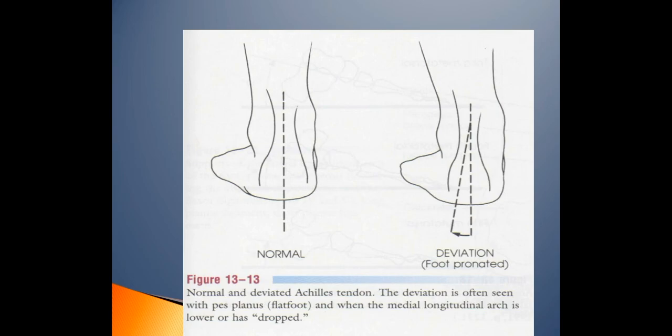So in this picture, normal and deviated Achilles tendon is shown. The deviation is often seen with pes planus, that is flat foot, and when the medial longitudinal arch is lower or has dropped. So in the first picture we can see the normal Achilles tendon, the straight line indicates it is normal, and in the second picture we can see there is some deviation because of the pronation of the foot.